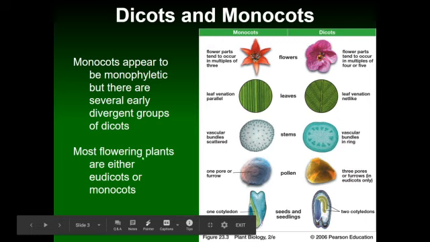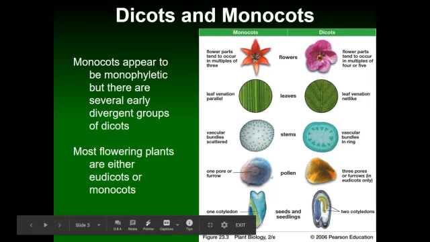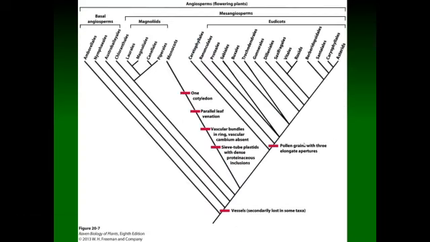So almost all flowering plants are either eudicots or monocots. There's a few in that basal angiosperm group that's not a clade, and some of those are important, and some of them are pretty useful and well liked by humans, but the vast majority are basically one of these two. So here's a phylogeny.